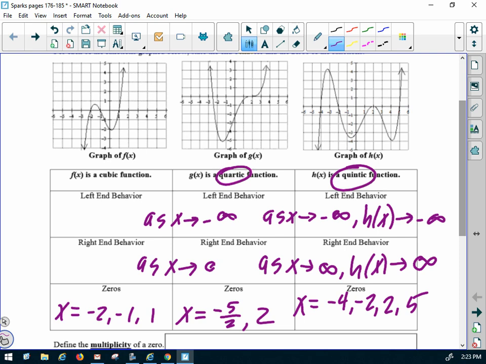Okay, let's talk about end behavior here for just a minute. What did you notice on f of x? On the end behavior, the ends went different ways, right? And that happened on your cubic, and it also happened on your quintic, correct? But on the quartic, the ends went the same way, didn't they? Wonder why that is.